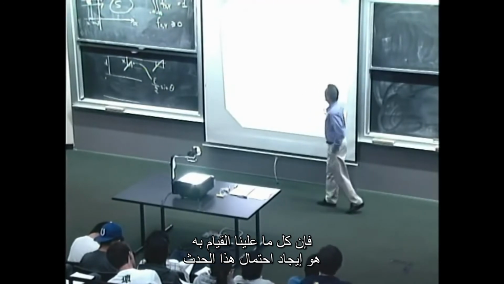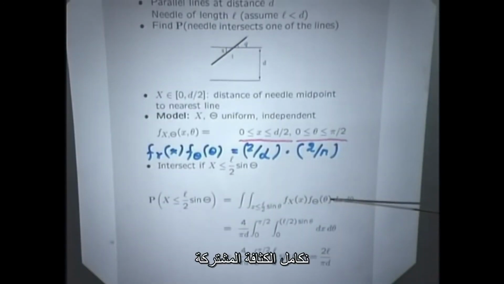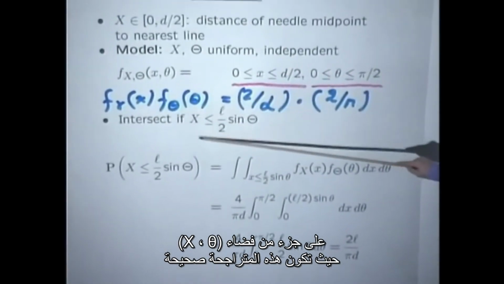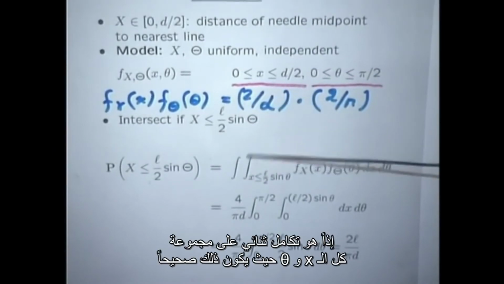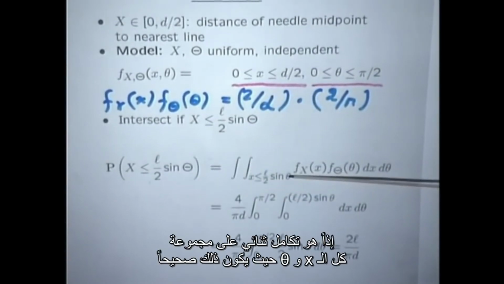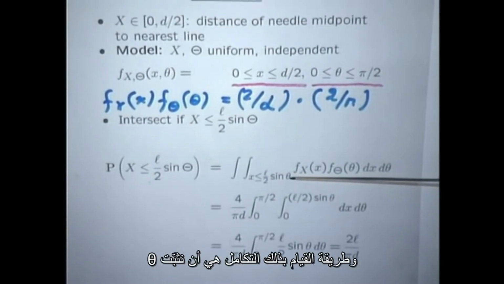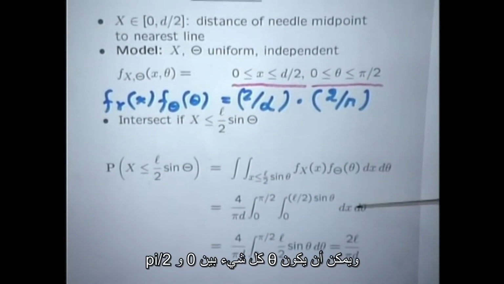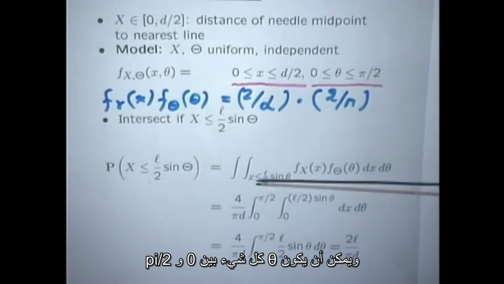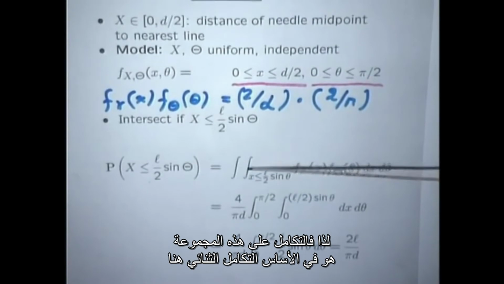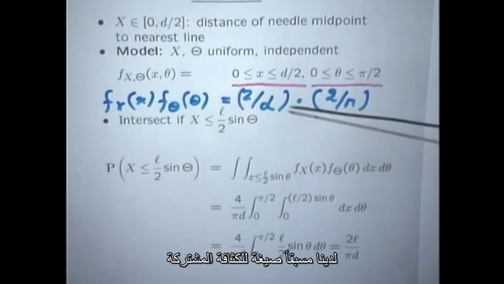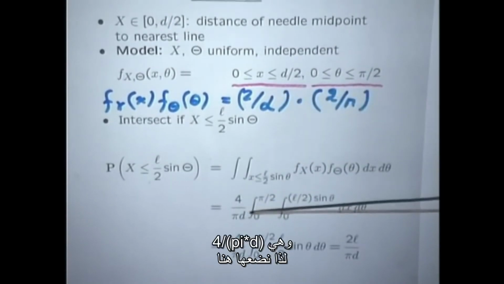And now that we have the event of interest described mathematically, all that we need to do is to find the probability of this event. We integrate the joint density over the part of x-theta space in which this inequality is true. So it's a double integral over the set of all x's and thetas where this is true. The way to do this integral is we fix theta and we integrate for x's that go from 0 up to that number. And theta can be anything between 0 and pi over 2. So the integral over this set is basically this double integral here. We already have a formula for the joint density. It's 4 over pi d, so we put it here.